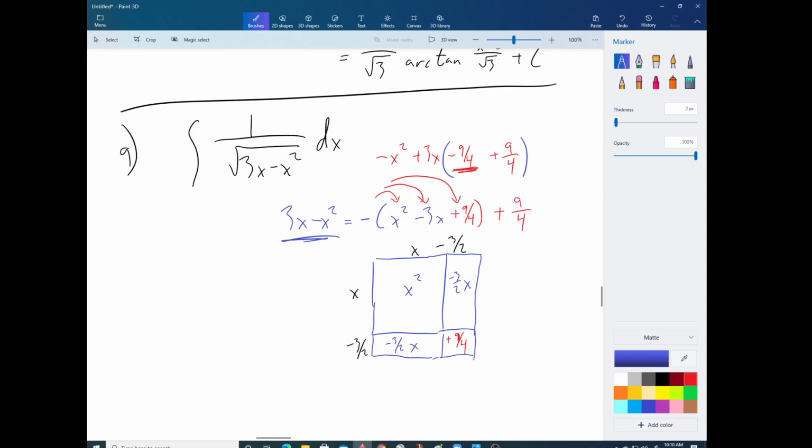So this one's using the same rules as last time. We made it slightly more complicated because we had a negative in front of the x squared and because we're using fractions. But other than that, it's the same problem as last time. So we can rewrite this as a negative x minus 3 halves squared plus 9/4.